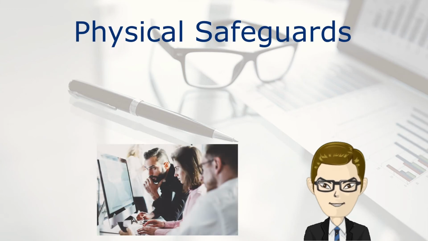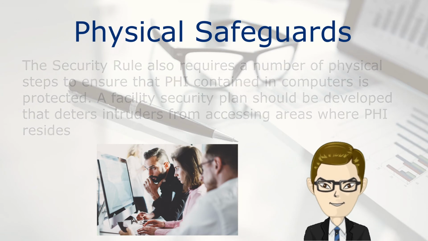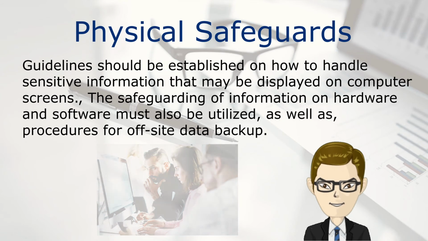Physical safeguards. The security rule also requires a number of physical steps to ensure that PHI contained in computers is protected. A facility security plan should be developed that deters intruders from accessing areas where PHI resides. Guidelines should be established on how to handle sensitive information that may be displayed on computer screens. The safeguarding of information on hardware and software must also be utilized, as well as procedures for off-site data backup.